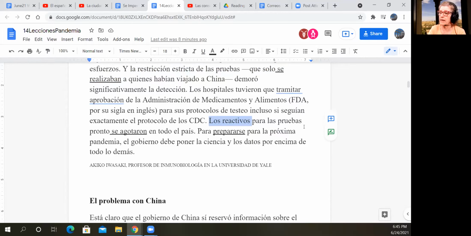Los reactivos para las pruebas pronto se agotaron en todo el país. They were exhausted, but we would probably say they ran out of reagents. So an easier way to express that idea in English would be, they ran out of them. So reflexive in this case? Oh, this is passive. Creo que no. I think here it's more.